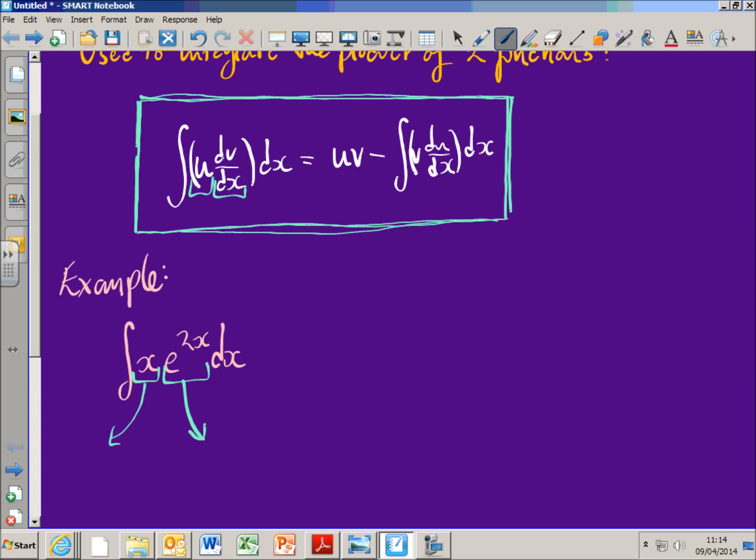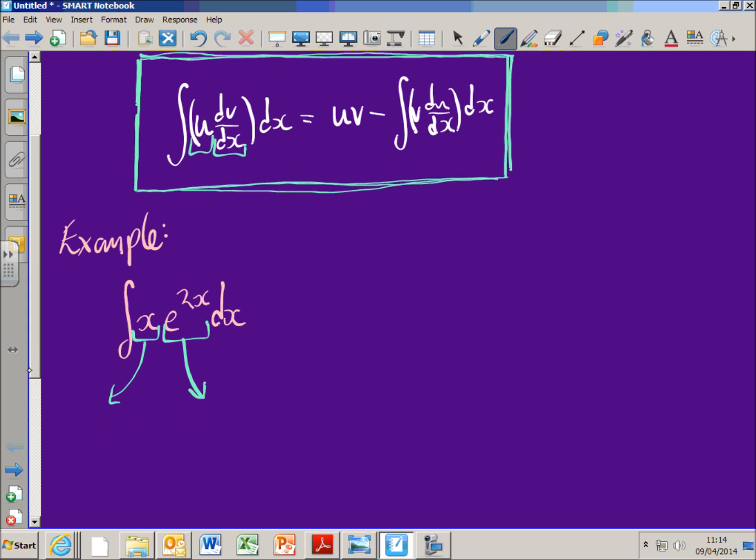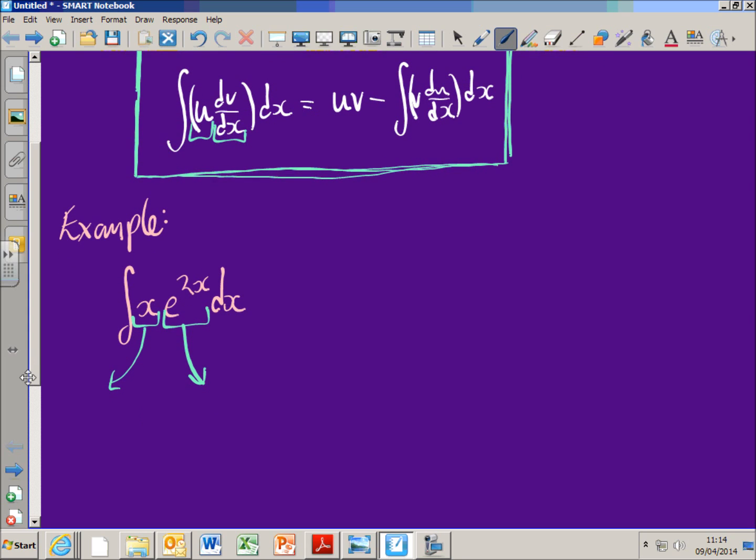Now, just because it's written x times e to the 2x doesn't mean that the x is necessarily going to be the best thing to be a u. So have a look at it. Which one am I going to pick to be the u, and which one am I going to pick to be the dv dx? And why? Any ideas?